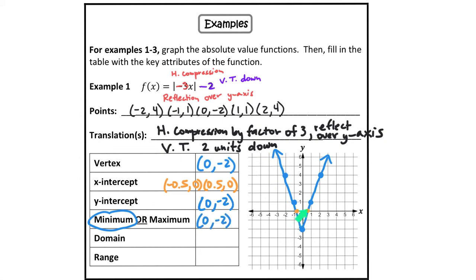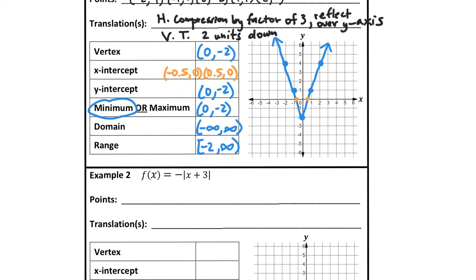Domain, the arrows are going to the left towards negative and positive infinity. And the range, what's the lowest point? The lowest y value is at negative 2, and the highest is positive infinity. So it's bracket negative 2 to positive infinity. Okay. Let's go to example 2.